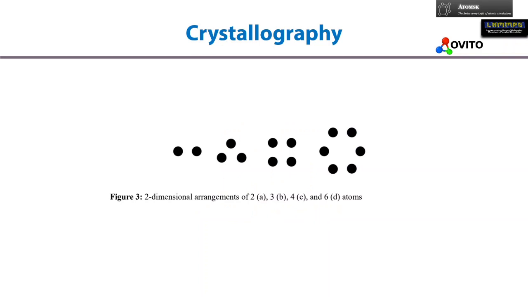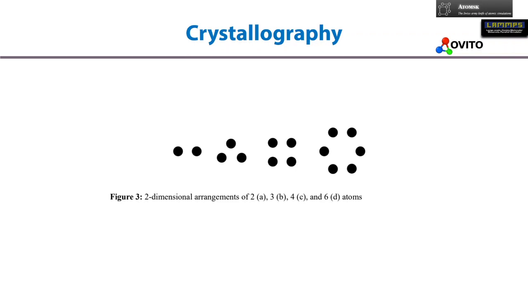What is crystallography? This is mainly how crystals are formed. If you have two atoms, they will stay at a minimum distance from each other. The same goes for 3, 4 or 6 atoms. They will always try to maintain a particular distance between themselves.